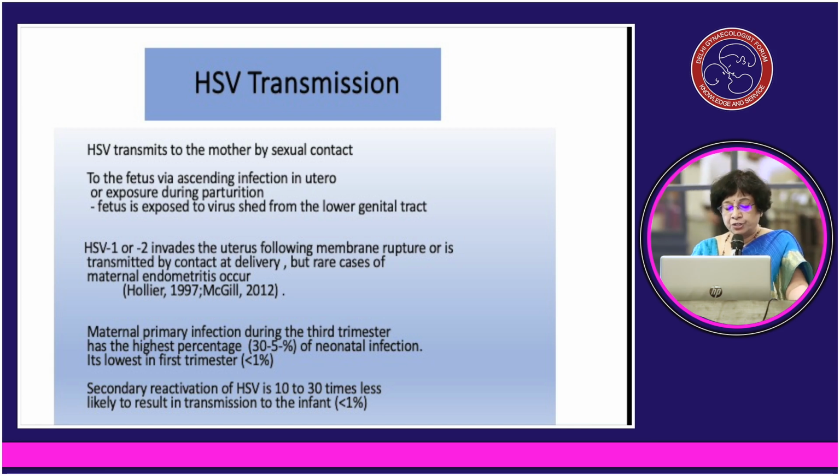Maternal primary infection during the 3rd trimester has the highest percentage. So this is the only infection which is worst in the 3rd trimester. All the others are worst in the 1st trimester. Around 30 to 50% of neonatal infection occurs then, and it's lowest in the 1st trimester, that is less than 1%.